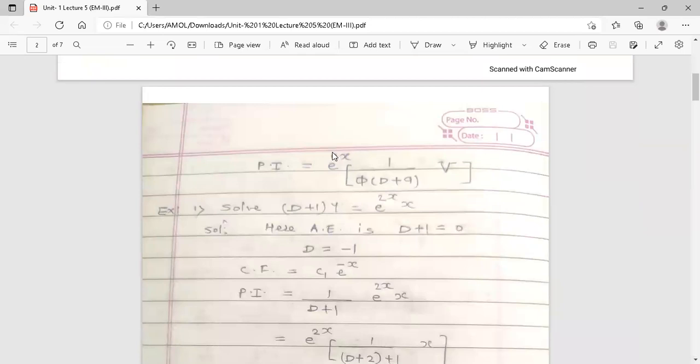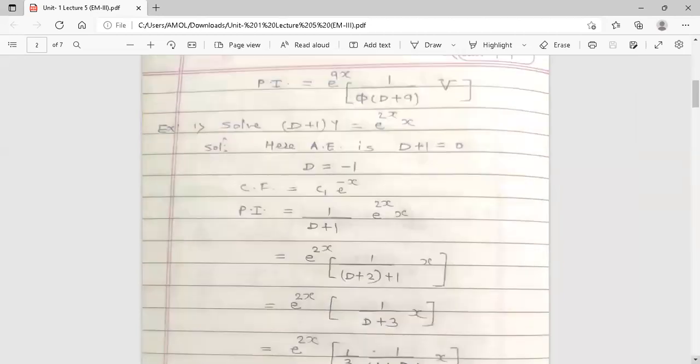See the next step. Replace D in phi of D by D plus a. Then you simplify the term phi of D plus a, and after simplification, you solve for v, where v is any function of x. After replacing D by D plus a, the work of the exponential function is over. So you write down this exponential function as it is, e raised to ax, and then you solve for v. Now you see the example.